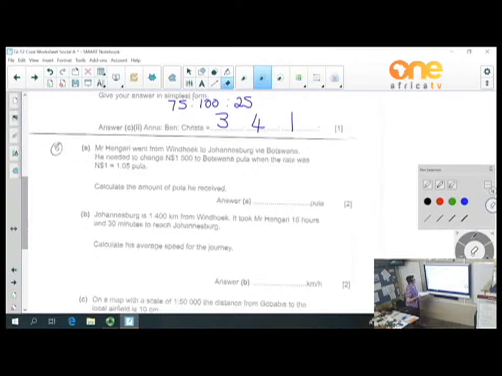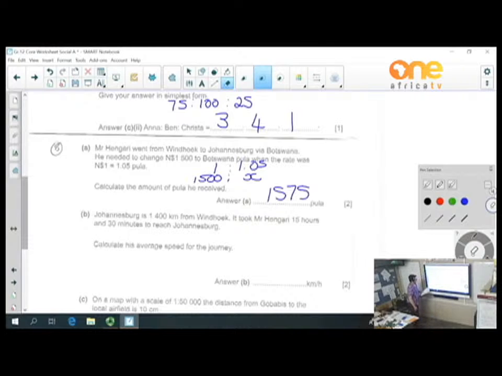Mr. Ngani went from Windhoek to Johannesburg via Botswana. He needed to change so many dollars to Pula, and the rate is, okay, so always write down your ratio. It is 1 to 1.05. And he changes $1,500. We do this with missing terms. So you multiply with bottom divide by top. And this one is then 1575 Pula.